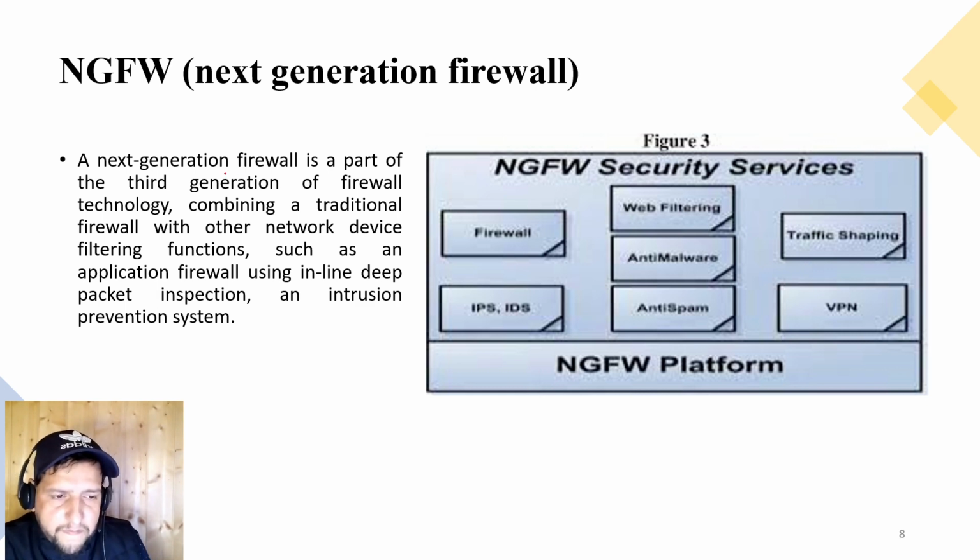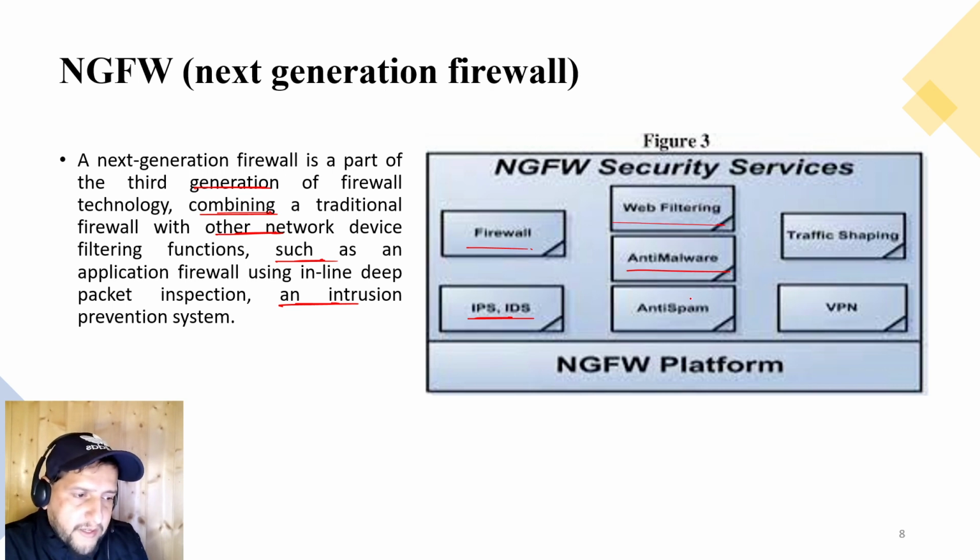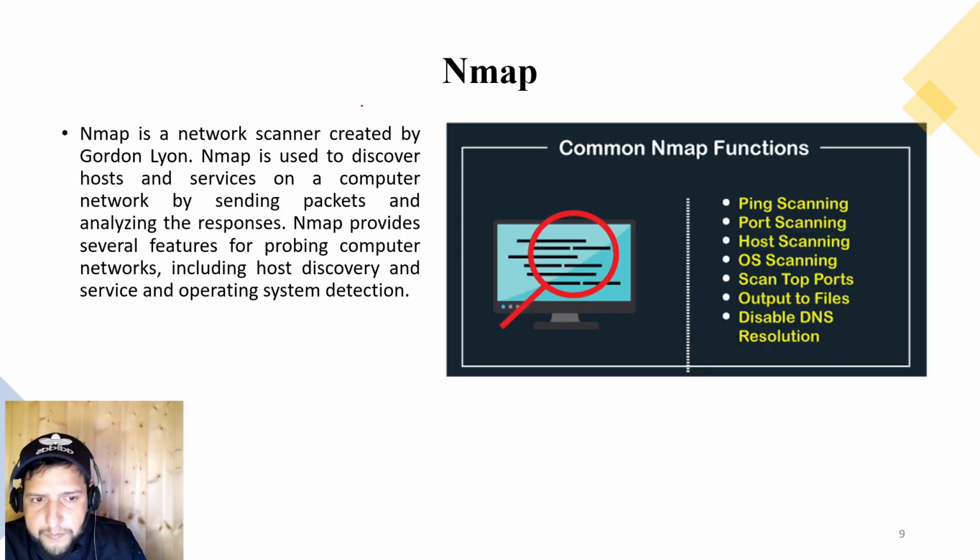Next generation firewall is a part of the third generation of firewall technology. It is going to combine a traditional firewall with other network device filtering functions such as an application firewall using in-depth packet inspection. It also uses IPS, it is a firewall. It uses IDS and IPS, it uses web filtering, it has anti-malware, it does anti-spamming, it does traffic shaping, it also provides VPN service. So that's your next generation firewall, NGFW.